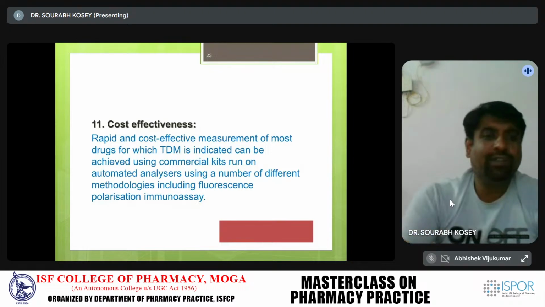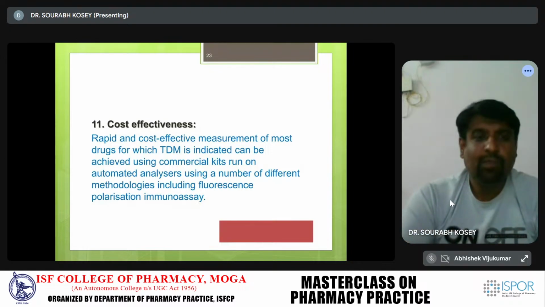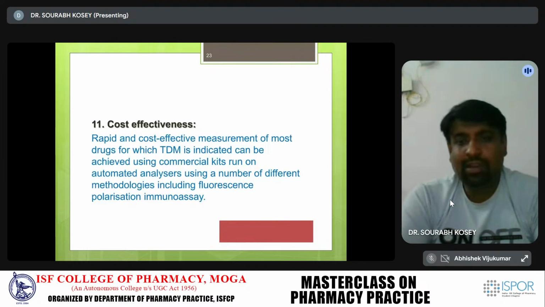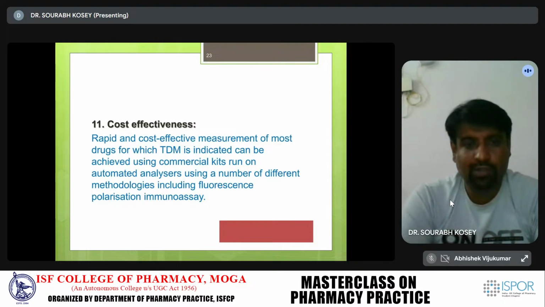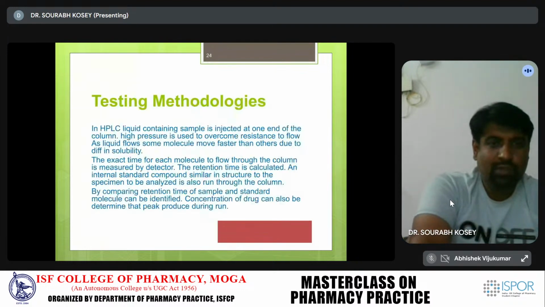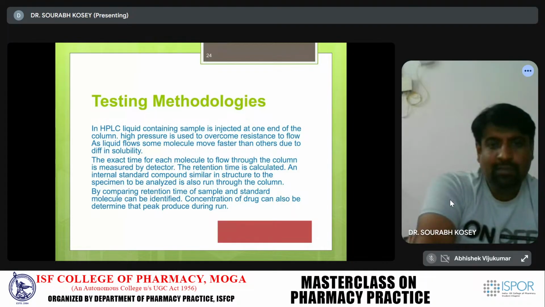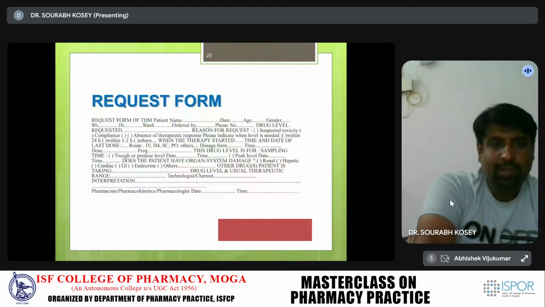Then the cost effectiveness is another factor. Rapid and cost-effective measurement of most drugs for which TDM is indicated can be achieved using commercial kits run on automated analyzers using a number of different methodologies, including fluorescence polarization immunoassay. In testing methodology, as I already told, HPLC and various sophisticated machines are being used.